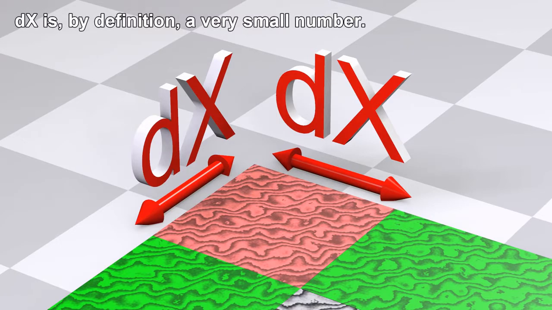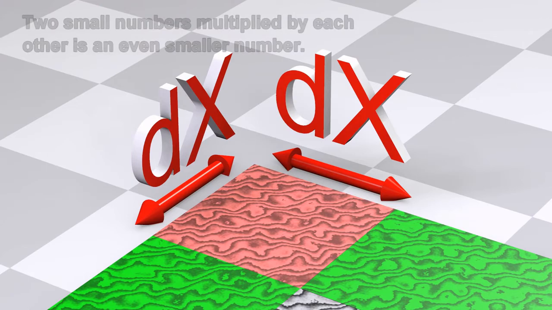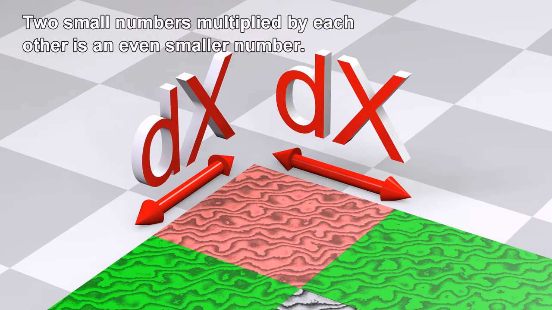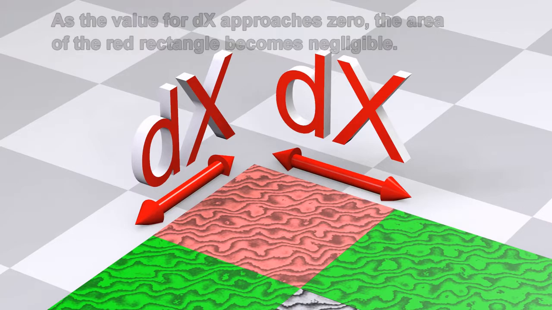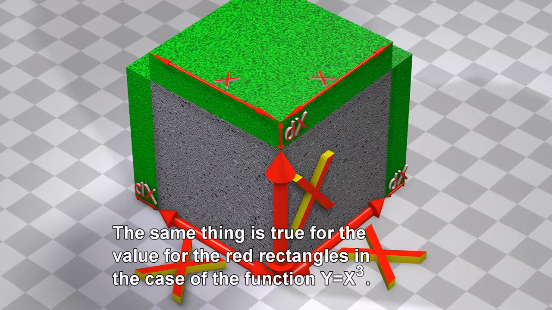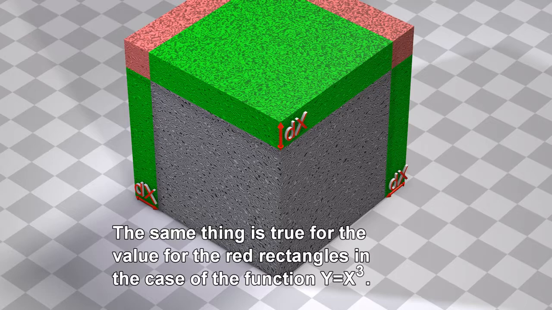Dx is, by definition, a very small number. Two small numbers multiplied by each other is an even smaller number. As the value for dx approaches 0, the area of the red rectangle becomes negligible. The same thing is true for the value for the red rectangles in the case of the function y equals x cubed.